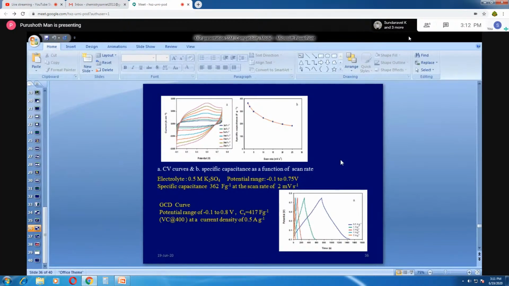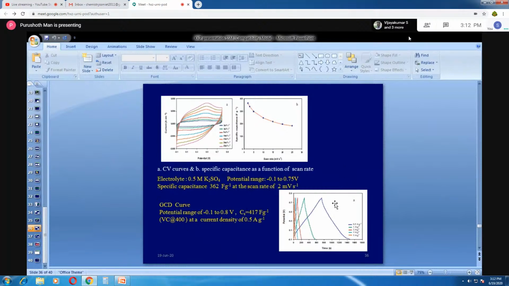So CV curves have been recorded in the potential range of minus 0.1 to 0.75 volt by using 0.5 molar K2SO4. And that will lead to a specific capacitance of 362 farad per gram at the scan rate of 2 millivolt per second. Again, the specific capacitance decreases with increasing scan rate, because if you are increasing the scan rate, the accessible area will decrease, and that will result in lower specific capacitance. So again, the charge discharge curve will give you a specific capacitance of 470 farad per gram in the potential range of minus 0.1 to 0.8 volt.